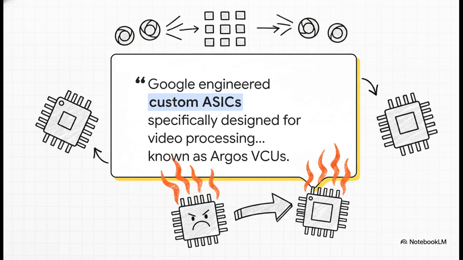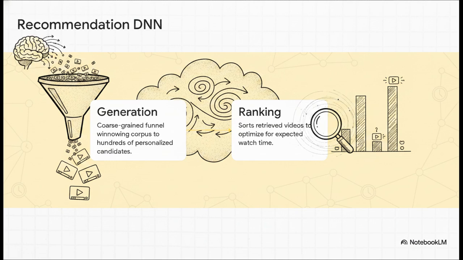workload of video transcoding. And finally, to keep you glued to the screen, we have to talk about YouTube's recommendation engine. This is a masterclass in handling millions of pieces of content. They use a 2-stage deep neural network. The first stage is candidate generation. This is basically a coarse-grained funnel that filters the entire massive corpus of videos down into a few hundred personalized choices. Then comes ranking, which meticulously sorts those survivors.